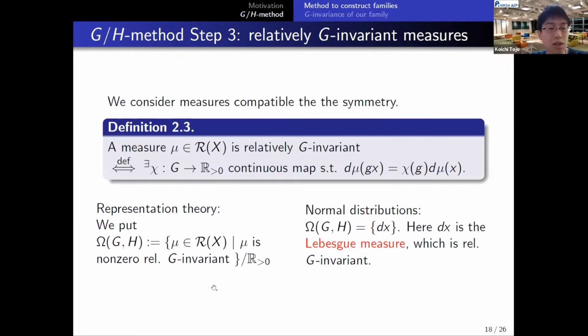So we consider the set of all non-zero relatively Lie invariant measures on X up to positive scalar. We denote it by omega GH. This depends only on the pair G and H. We regard an element of omega GH as a parameter later.